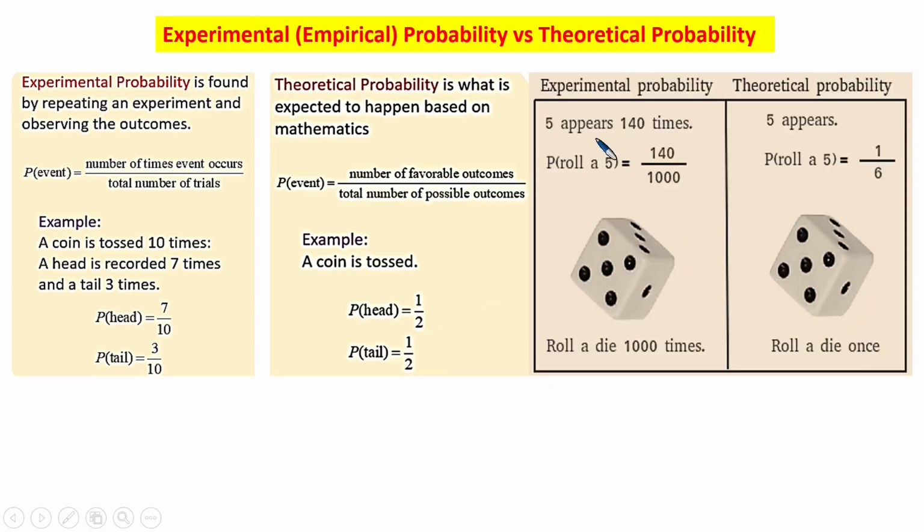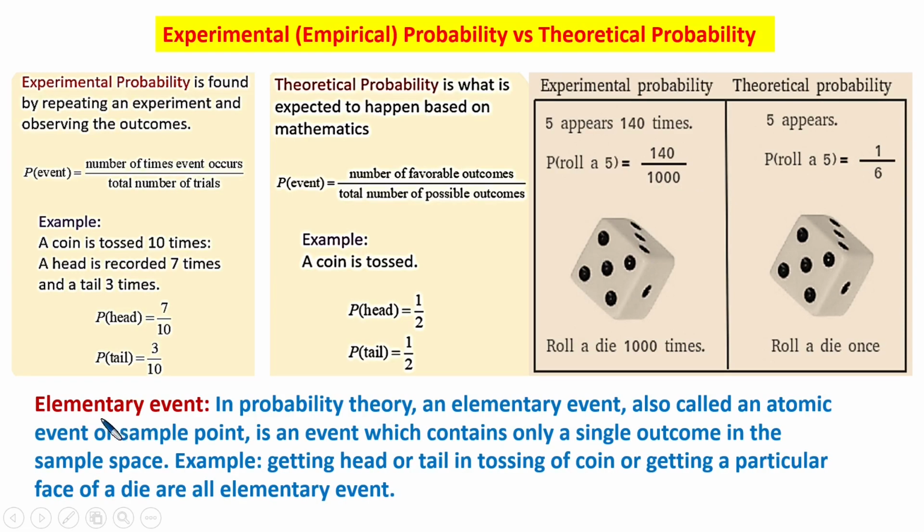Now for the case of dice, suppose you want the face 5. Suppose you roll a dice 1000 times and you get 5 140 times, then the probability of getting 5 is 140 by 1000. But theoretically you are not rolling the die, you are not doing the experiment. It appears that you have 6 faces, and 5 is only one face, so it will be 1 by 6. If you increase the number of trials, it will approach 1 by 6.